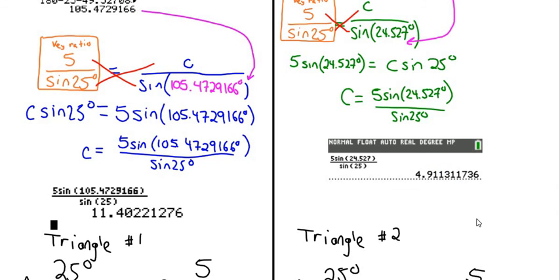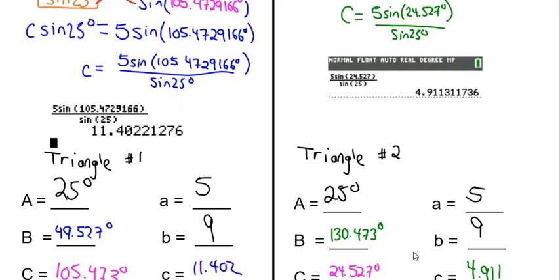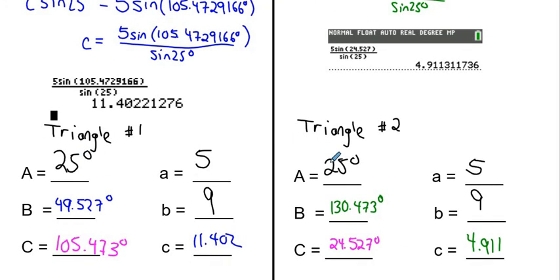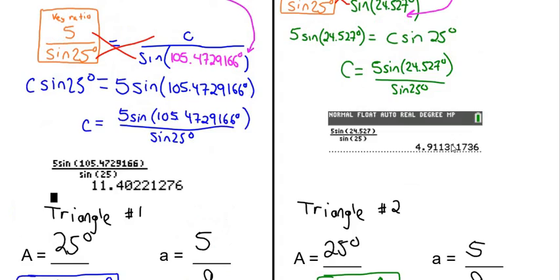Then I organize the information, and it's really interesting when you look at them side by side. A is the same as A. Side A, same as side A. B, same as side B. This is where the difference happens. This angle right here is the supplement of this angle. And if that's all you really want to worry about, you don't even have to draw this picture.